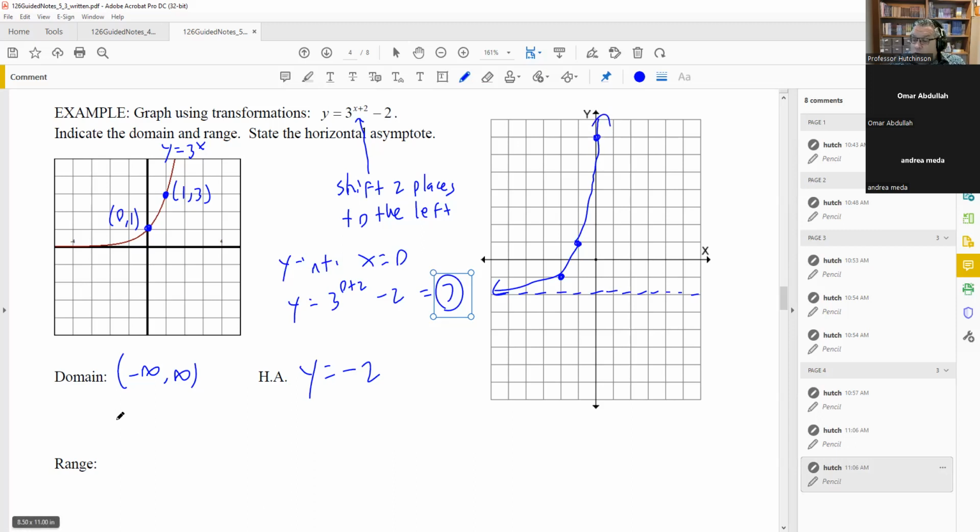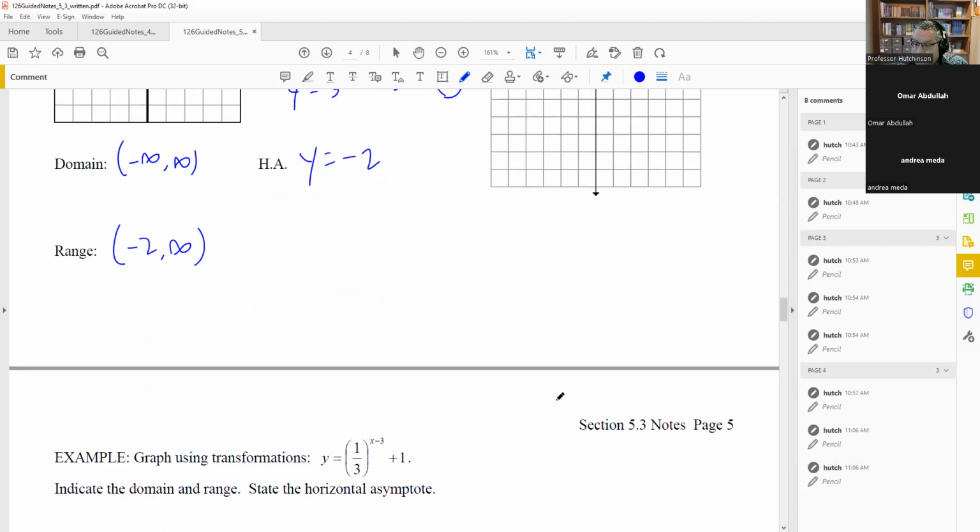The range we need to do yet. So range is from -2 to infinity. Like that, -2 again with a parenthesis on it, and it goes all the way up to infinity. Okay, so that one is complete. All right.